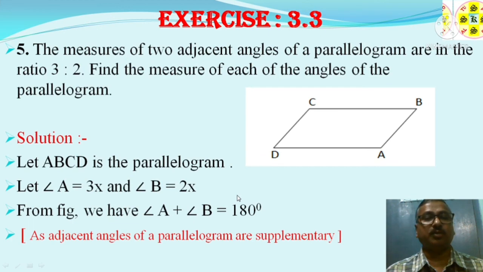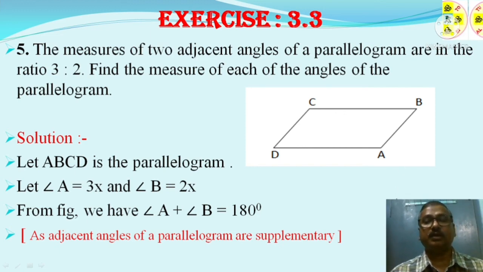Now let us move to question number 5. This is the figure. The ratio of the adjacent angles is given as 3:2. Find the measure of each angle. Here ABCD is a parallelogram. Let angle A equal to 3x and angle B equal to 2x. From the figure, angle A plus B equal to 180 degree. The reason is, the adjacent angles of a parallelogram are supplementary.